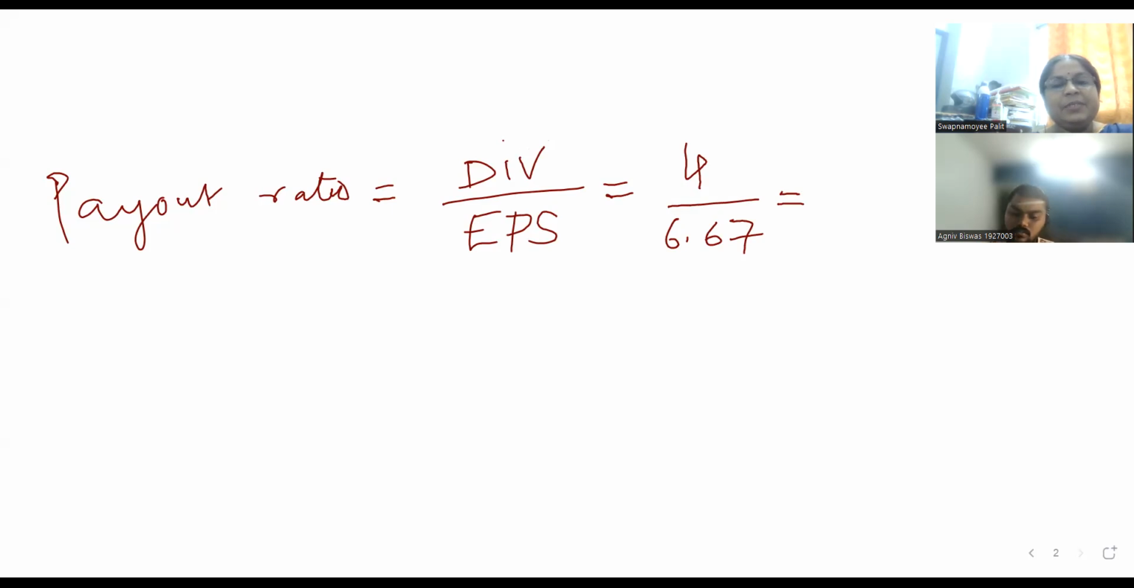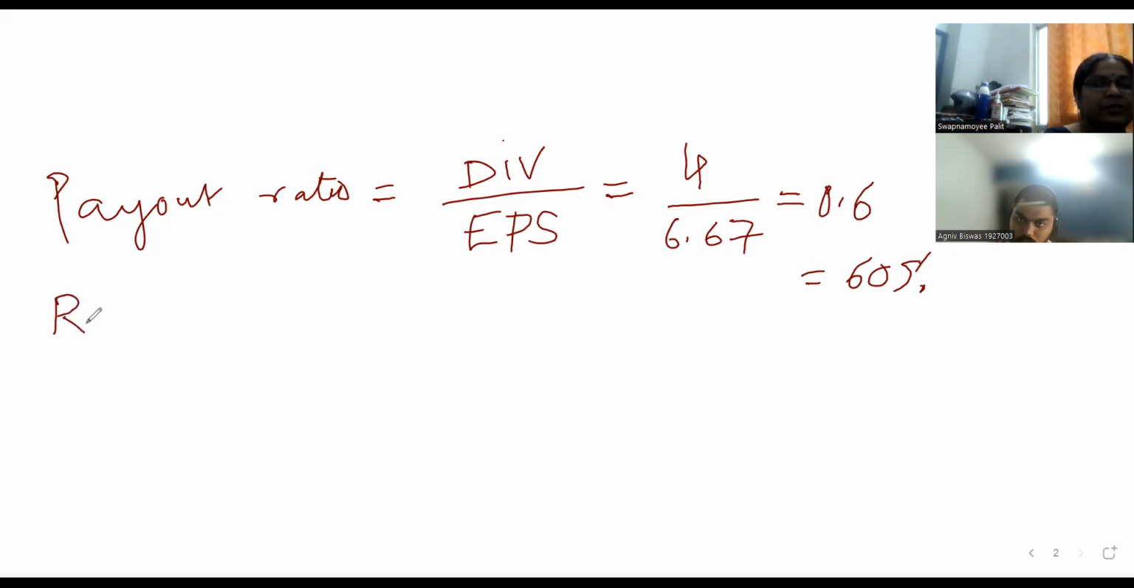So payout ratio is dividend divided by the earning per share. Dividend is 4, and the earning per share is 6.67. What is the payout ratio? How much have you paid? It is 60%, correct. It is your 0.6. So 60%.